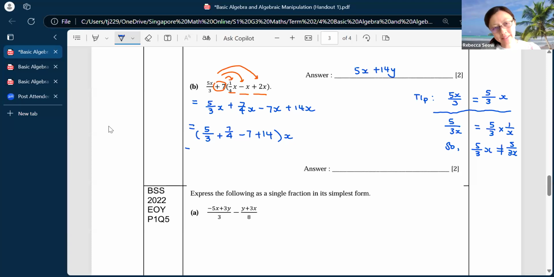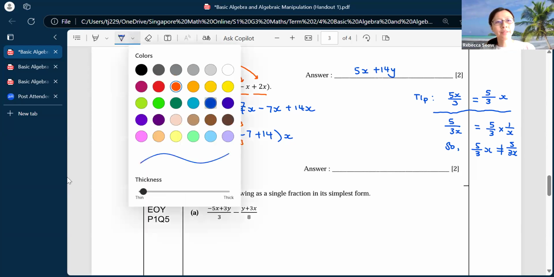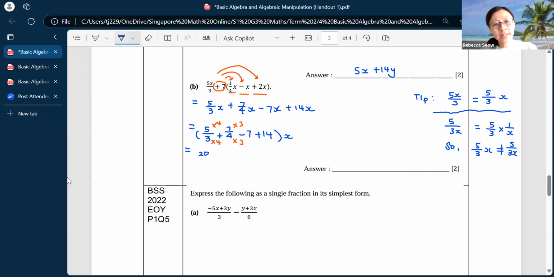I'm factorizing x out. Now, next, what we are required to do is to simplify the terms in the numbers within the bracket. So 5 out of 3, 7 out of 4, we could multiply to get the common denominator of 12. And from there, we will end up with 20 out of 12, that's 21 out of 12, minus 7 plus 14.